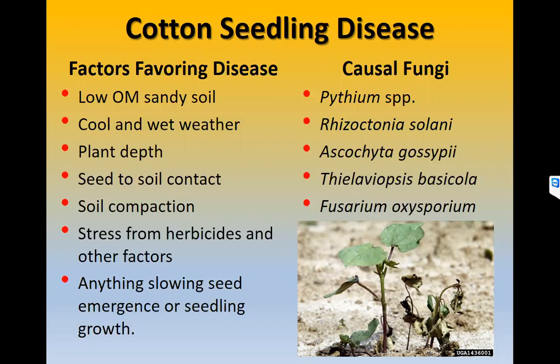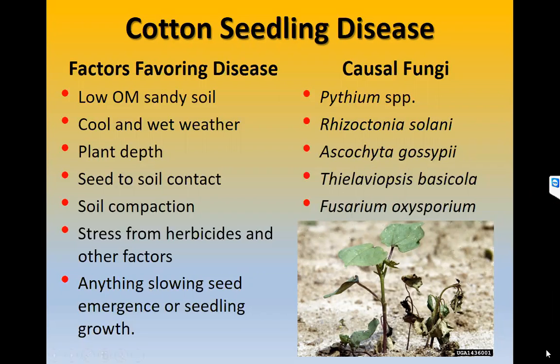Seed to soil contact may interfere with the rate of germination and seedling growth. May be an issue there. There's some discussion about whether some soil herbicides will interfere with either root development or slow growth, and again, you have more risk factors there. But basically, any soil or weather condition that either slows seed germination or seedling growth will contribute to problems with seedling disease in cotton.